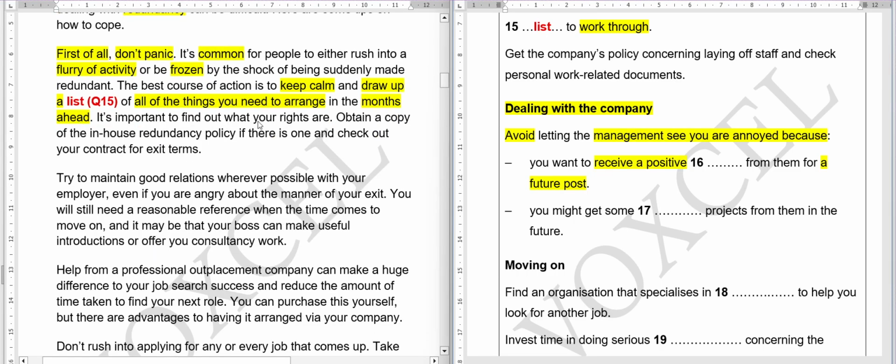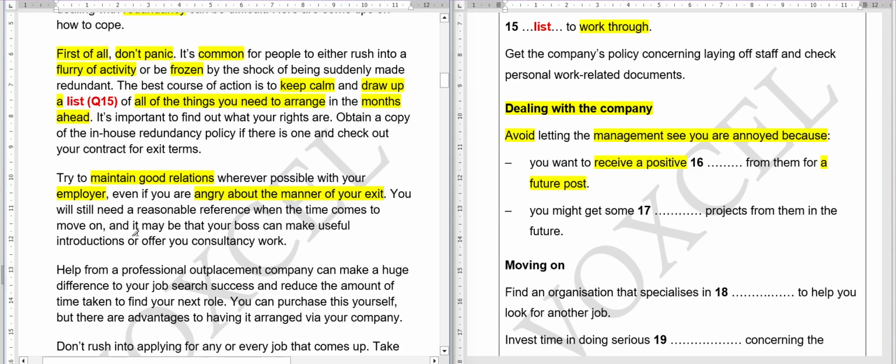It is important to find out what your rights are. Obtain a copy of the in-house redundancy policy if there is one, and check out your contract for exit terms. So you can do this, but we are not concerned with this right now. Try to maintain good relations wherever possible with your employer. So here they're saying that you have to maintain good relations with your employers, even if you are angry about the manner of your exit. It doesn't matter whether you are angry or not, you should maintain a good relation with your employer.